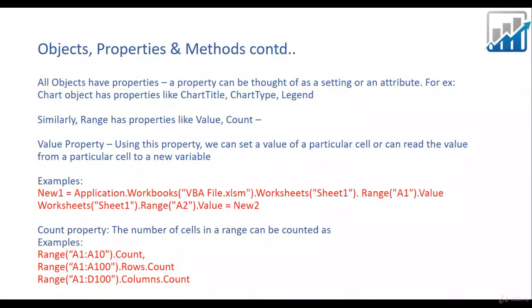Now all objects have properties, and a property can be thought of as a setting or an attribute. For example, for chart, which is itself an object, it has properties like chart title, chart type, legend. Similarly, range has properties like value, count. So over here, value property, using this property, we can set a value of a particular cell, which we did in the previous example, or we can read the value from a particular cell to a new variable.